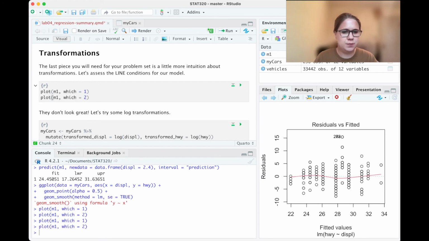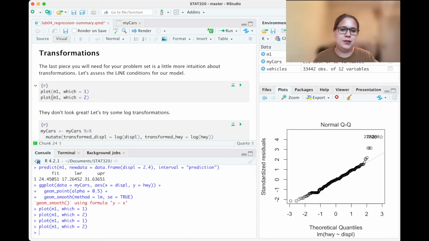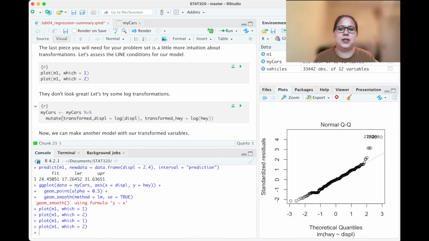On the residual versus fitted plot, that red line looks pretty flat to me. I think it looks pretty linear. I don't see like a super intense fan shape. It's not like the best equality of variance, but it's not terrible. But when I look at this QQ plot, that looks very not normal to me. And so I'm a statistician, I'm going to just try doing some log transformations.